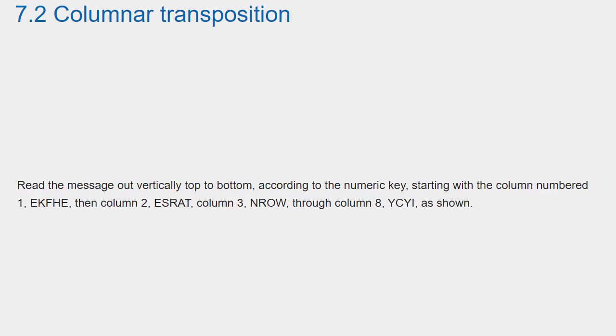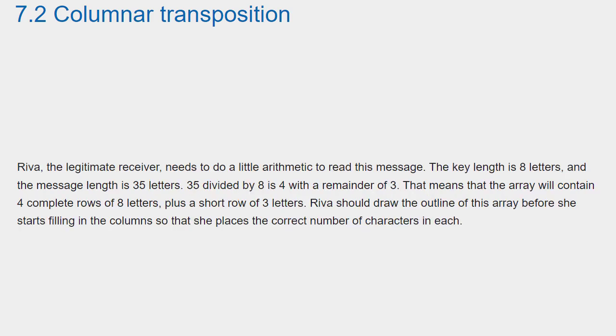Read the message out vertically top to bottom, according to the numeric key, starting with the column numbered 1, E, K, F, H, E, then column 2, E, S, R, A, T, column 3, N, R, O, W, through column 8, Y, C, Y, I, as shown.